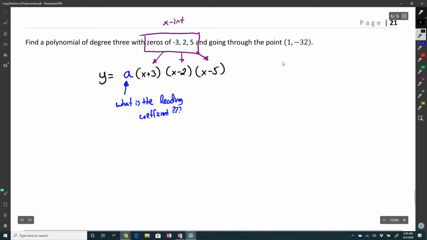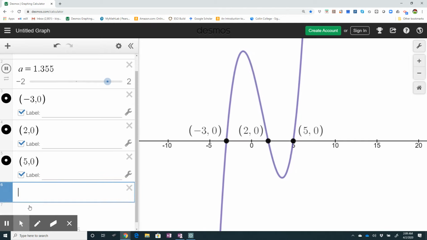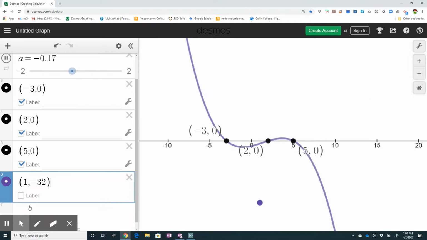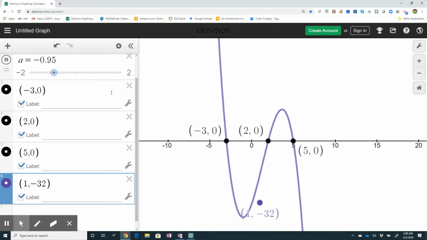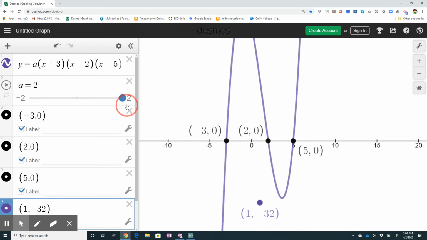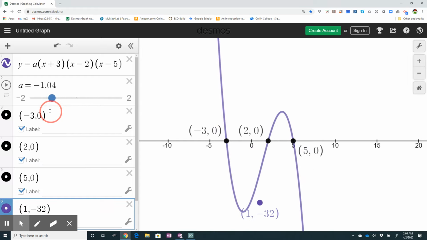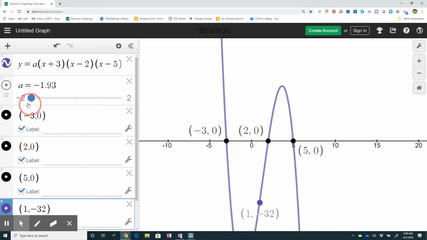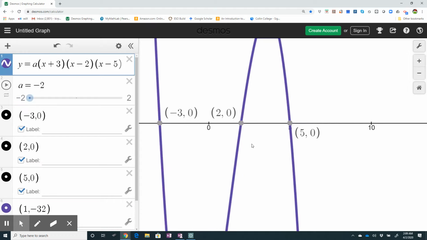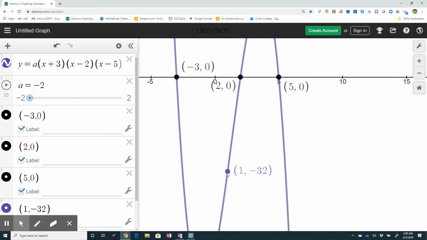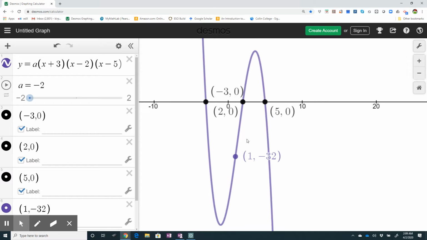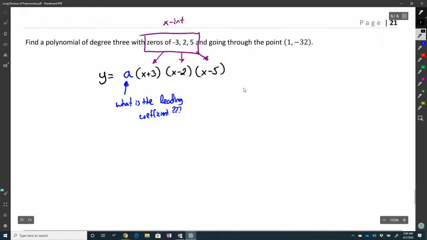So they need to give you more information. They say that it has to go through the point 1, negative 32. So I'm going to type in 1, comma, negative 32. And let's see if we can find that polynomial. So it's not these. It turns out it should be a equals negative 2, because notice that that goes right through the given point. So here, we don't just write negative 2 because I was cheating with Desmos. We're going to figure this out.